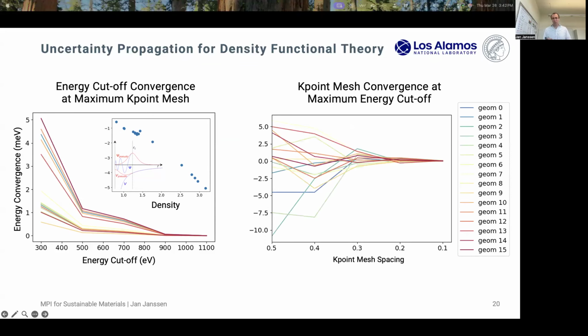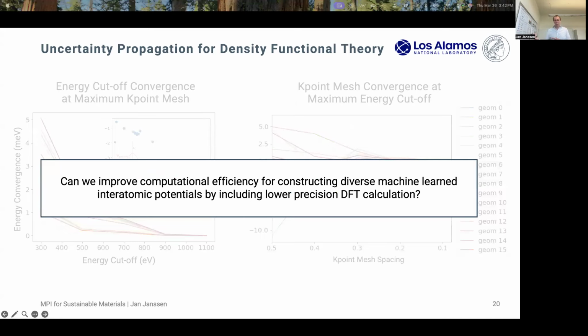On the other hand, if we look at the K-point mesh, so the sampling of the reciprocal space, the behavior is much worse. Right? So it's not even homogeneous. So this really raised the question during my postdoc in Los Alamos, how can we use these diverse sets and still benefit from DFT calculations at lower levels of precision?